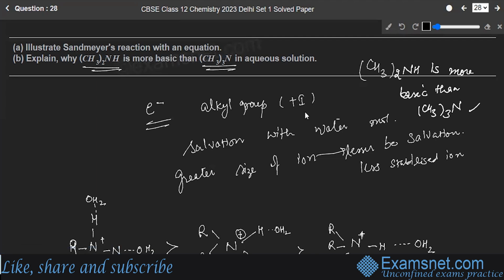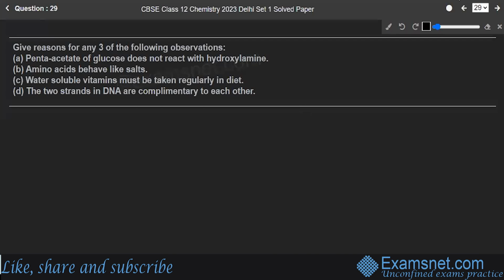Now let's move to the next question. Number 29: give reasons for any three of the following observations. First, pentaacetate of glucose does not react with hydroxylamine. Second, amino acids behave like salts. Third, water-soluble vitamins must be taken regularly in diet. And the last one, the two strands in DNA are complementary to each other. This is a very important question, actually. Okay, let's start with the very first one.